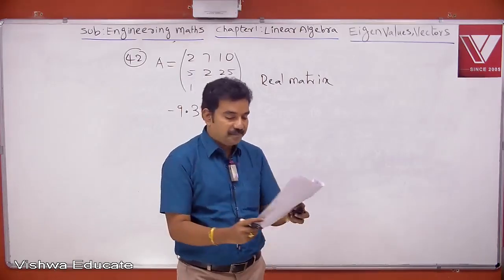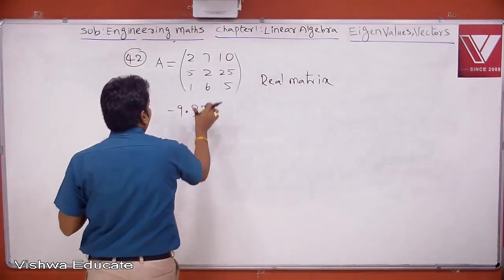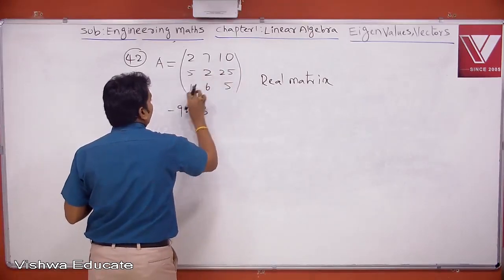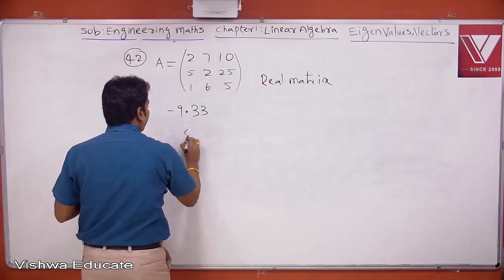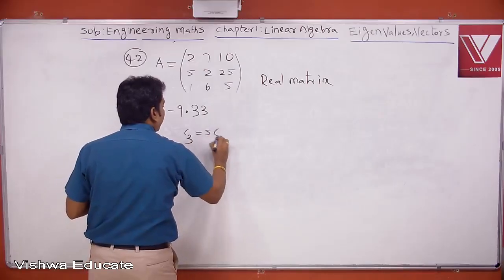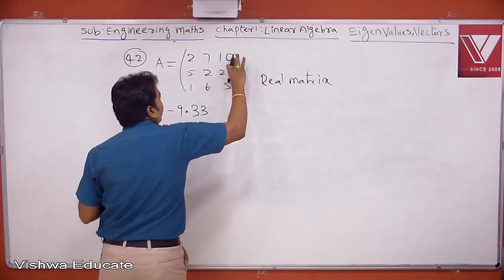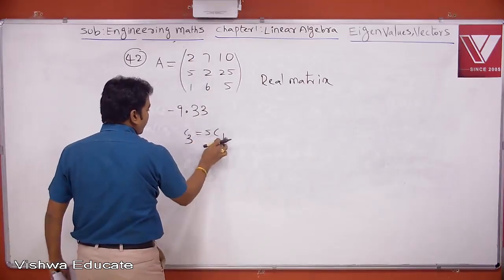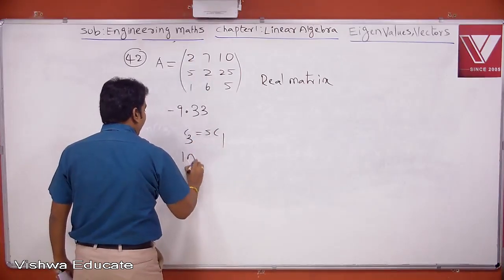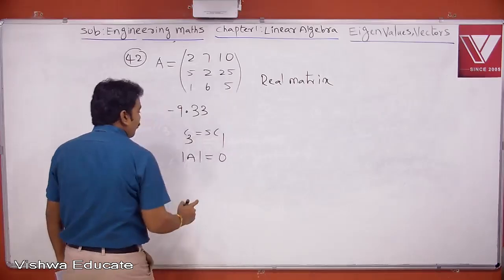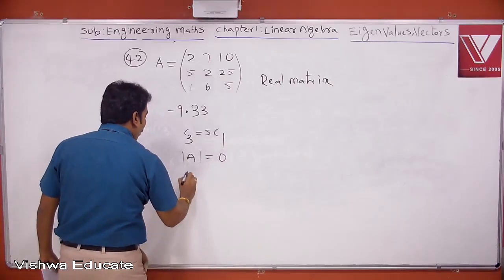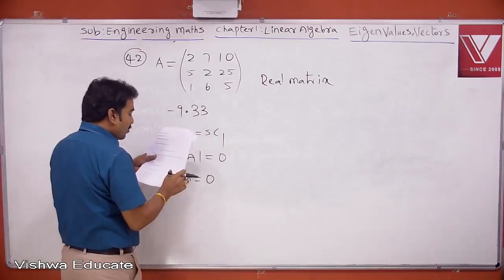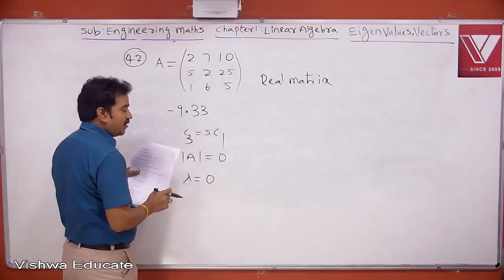Now let's trace out. When you look at this matrix, 1 times 5 is 5, 5 times 5 is 25, 2 times 5 is 10. That means column 3 equal to 5 times column 1. When one column is a constant multiple of another column, then the determinant of this matrix is 0. When the determinant of this matrix is 0, one of its eigenvalues is 0. But 0 is not there in the options, right?